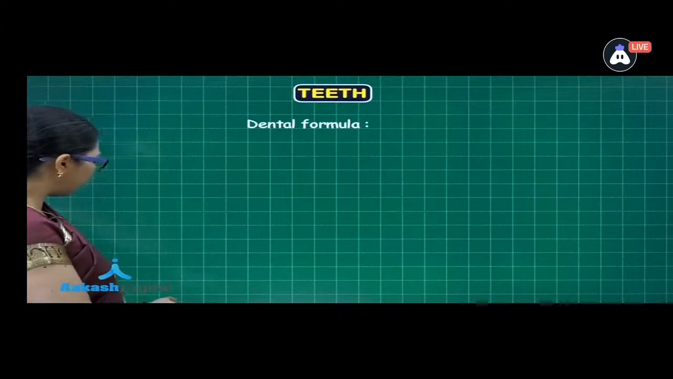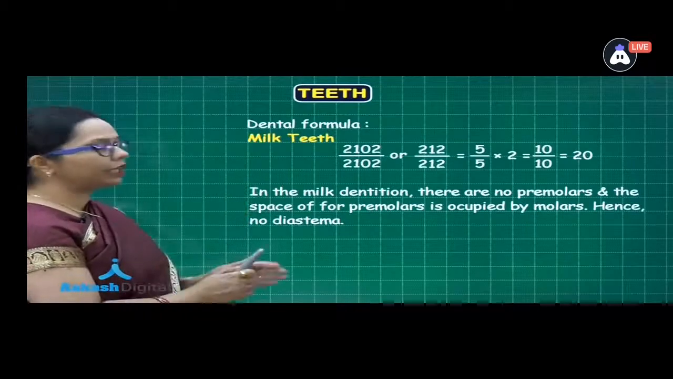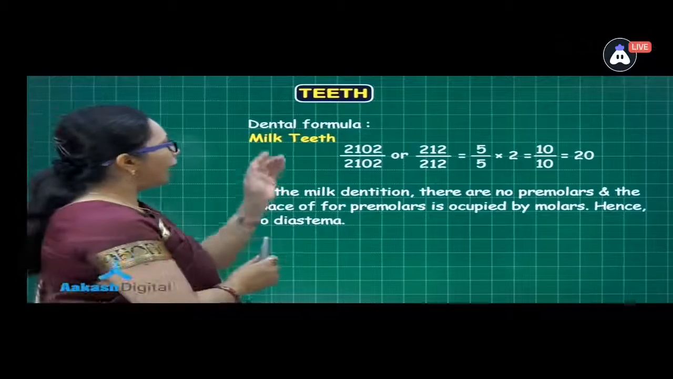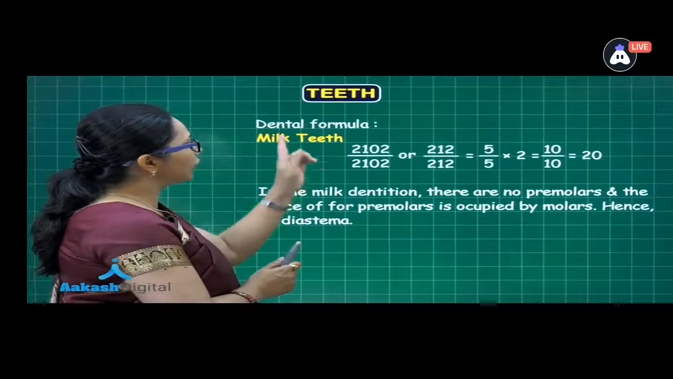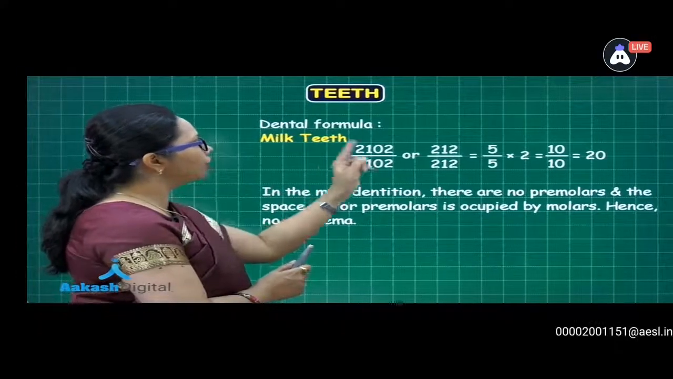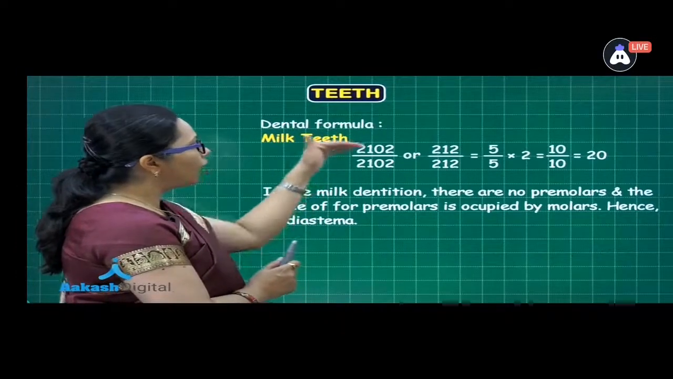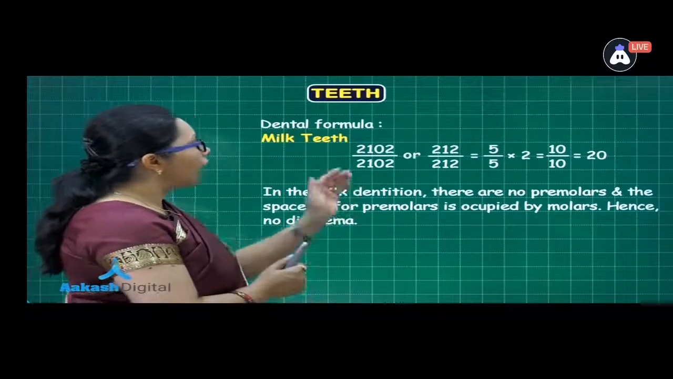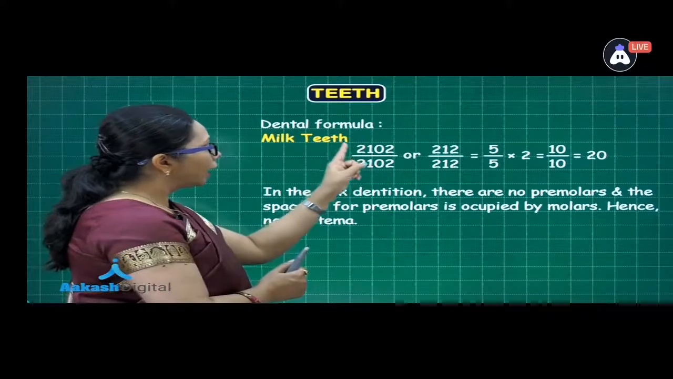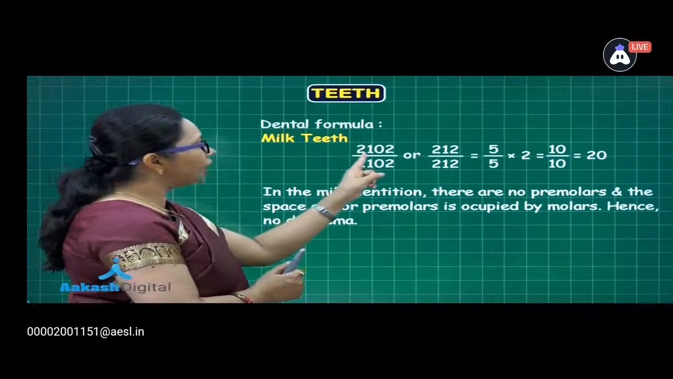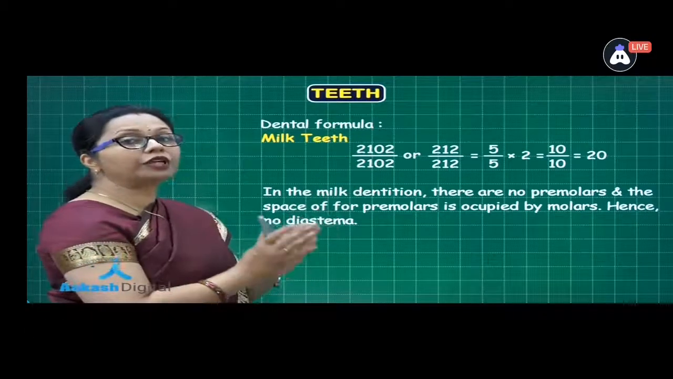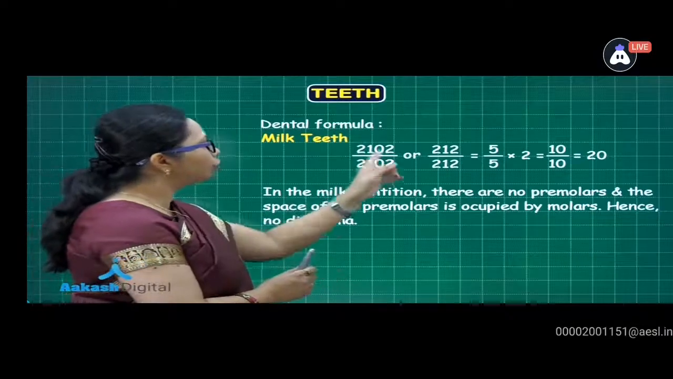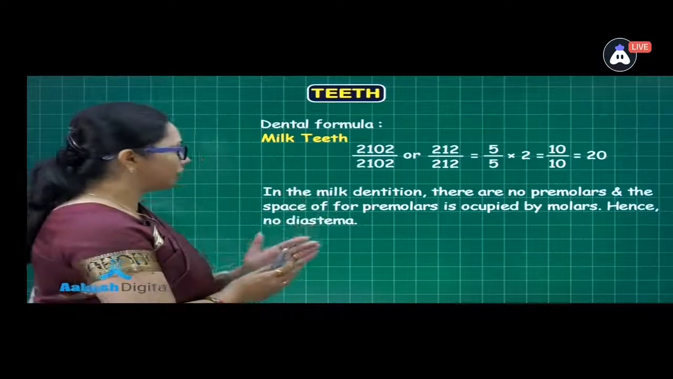So first of all, starting with the milk teeth. Now milk teeth we have 20 in number, and the dental formula for this can be written in this form: 2102, that is for the upper jaw, and in the denominator what we write, that is for the lower jaw, 2102. Now here 2 incisors, 1 canine, 0 stands for that there is no premolar, and 2 molars.